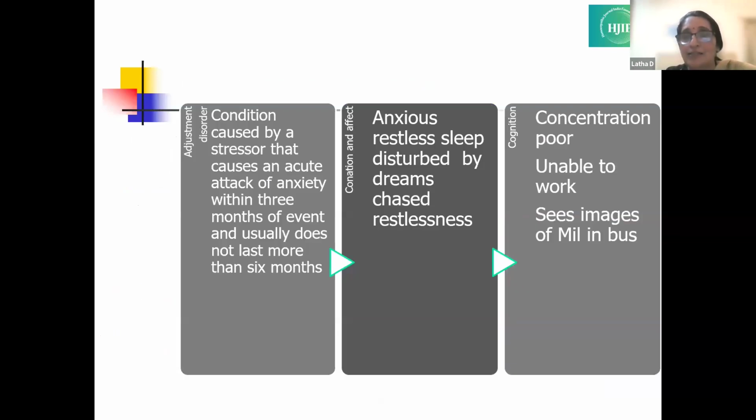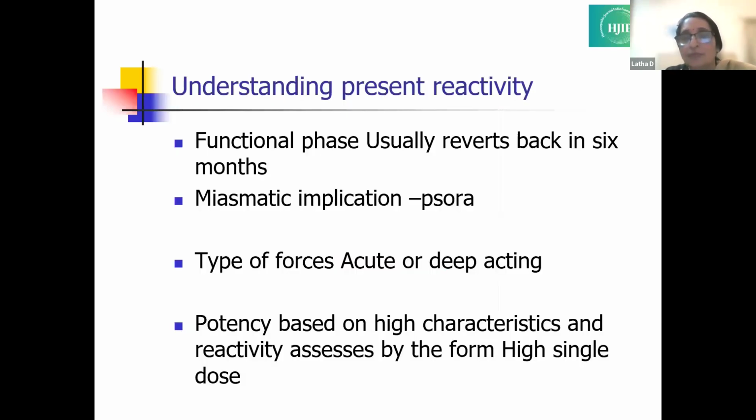Let's repertorize and go through this cluster of cognition, affect, and behavior, that is emotion, intellect, and behavior. You find anxiety with restlessness, being chased, and seeing faces around, especially of the mother-in-law and husband. Even if they are not there, she sees them. Poor concentration, inability to work, and ailments from shock and grief. It's a functional phase. We need an acute or a deep-acting remedy that covers this entire cluster of symptoms.